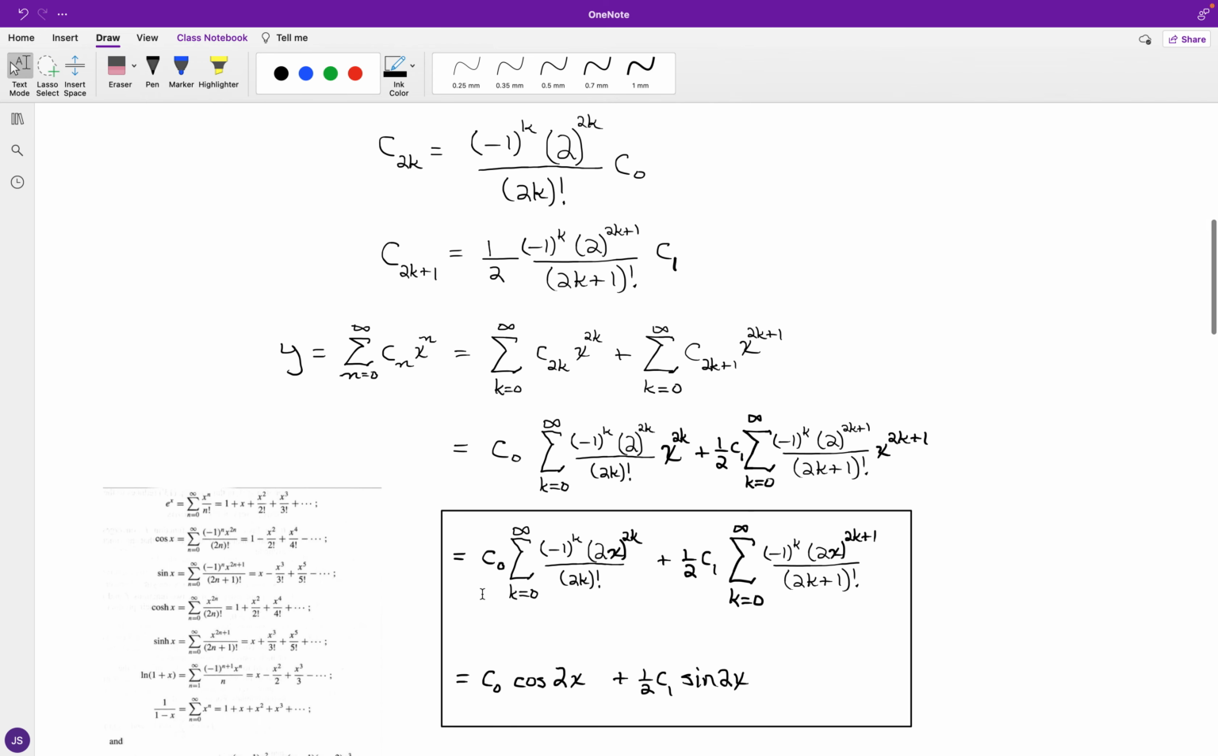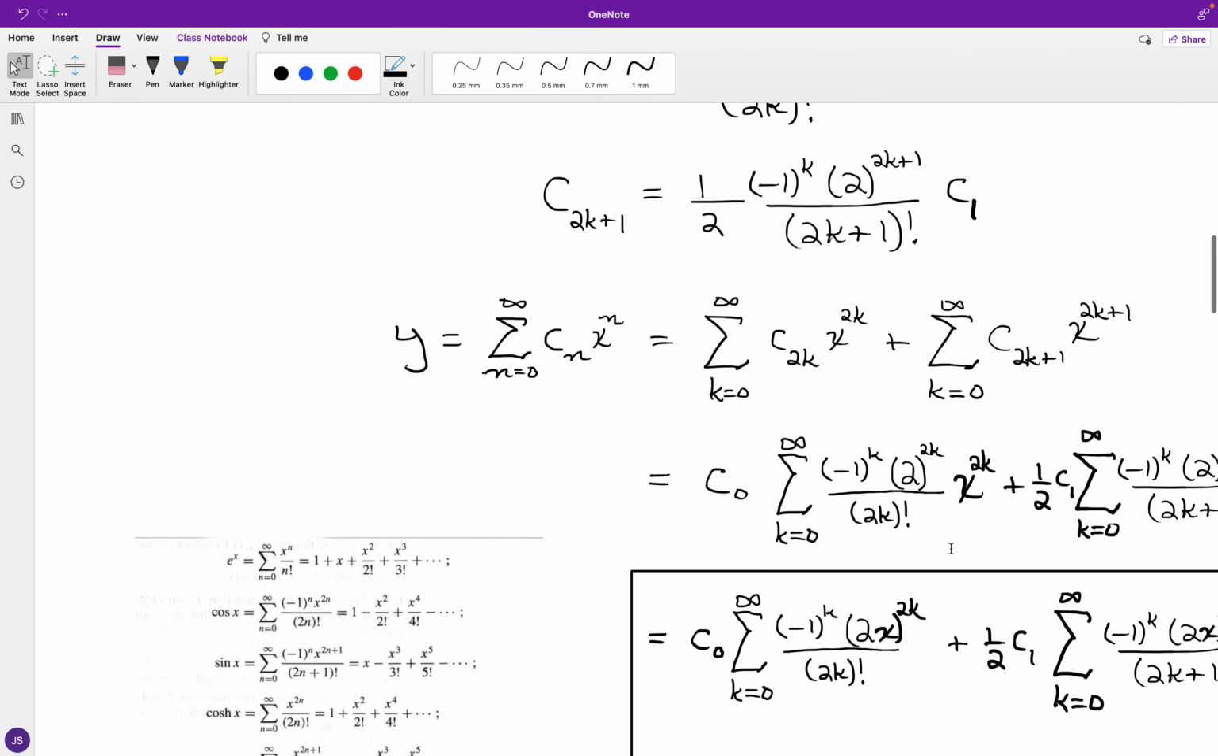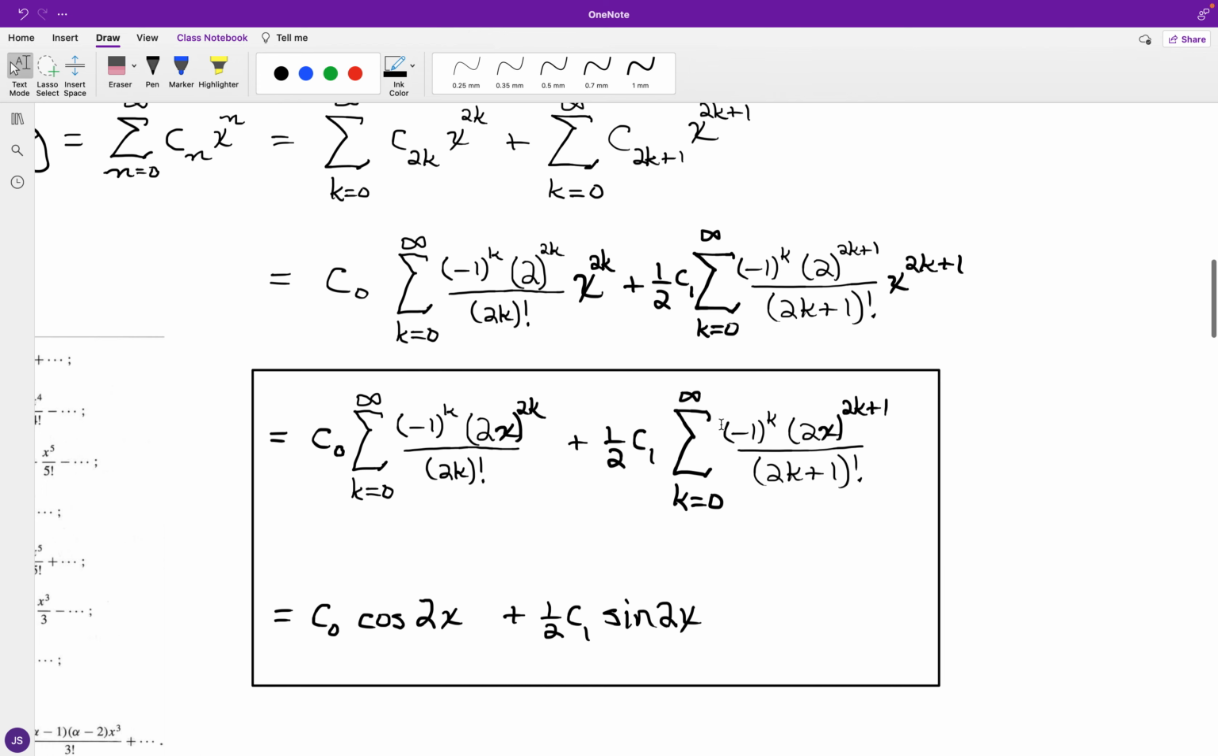Notice we have both 2 and x raised to the 2k degree, so I'm going to consolidate. And likewise for the odd subscript series terms, I have both 2 and x raised to the 2k plus 1 degree, and putting together, I have negative 1 to the k for both of these. For the even, I have 2x to the 2k. For the odd, I have 2x raised to the 2k plus 1 degree.